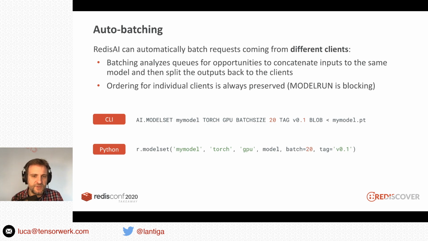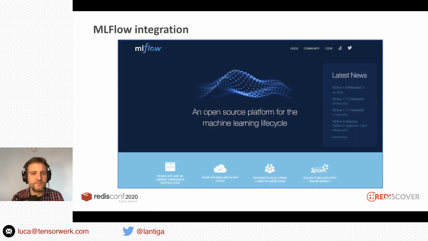To batch, it's really easy. You can just specify a batch size. Maybe in the future we'll enrich the options for batching, but this is all you need right now to say, you can batch up to 20 samples for this model, and you specify that during model set.